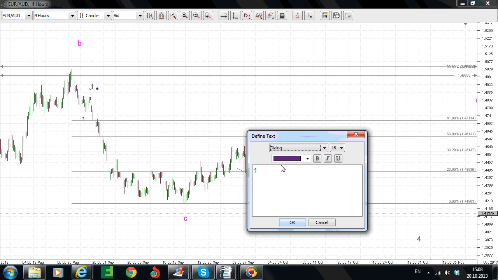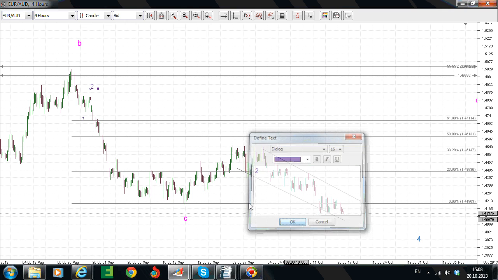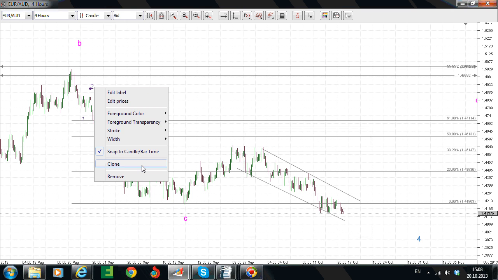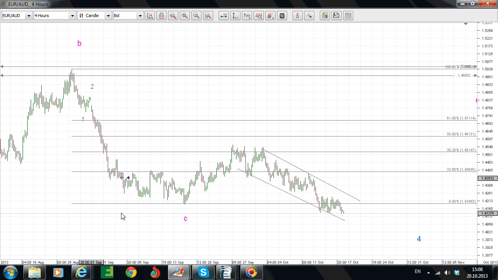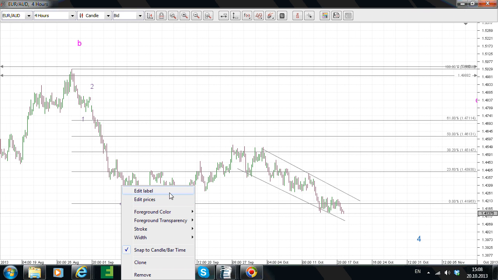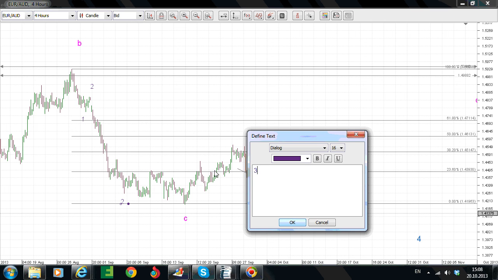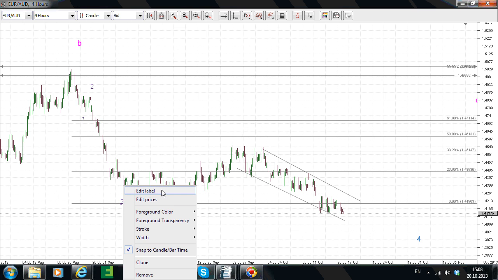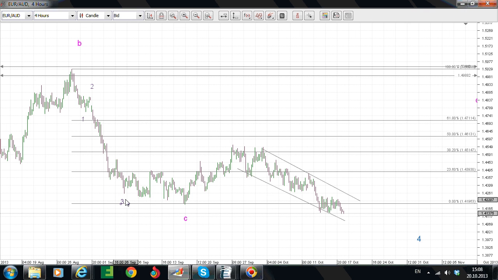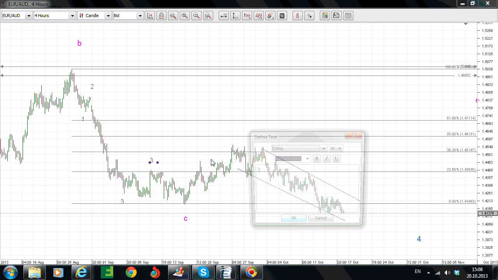The second wave here, the third wave to the downside, and most likely an ending diagonal for the fifth wave, sorry. So 1, 2, 3, 4, and then a fifth wave to the downside.